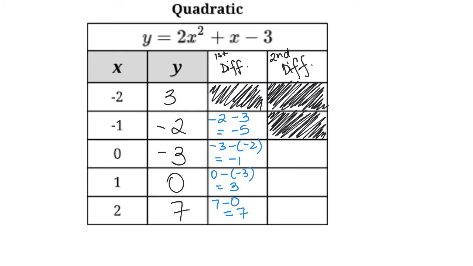So I'm going to start with my bottom value of 7, and from 7 I'm going to subtract the value directly above it, which is 3. And then I would have 3 minus -1, and -1 minus -5. If we calculate our second differences, what we find is that we get a value of 4 each time. So this time we have second differences that are constant or the same. So when you have second differences that are the same, we can conclude then that our relation is quadratic.